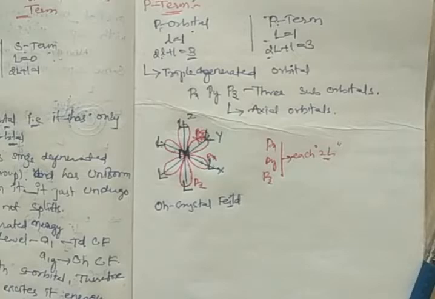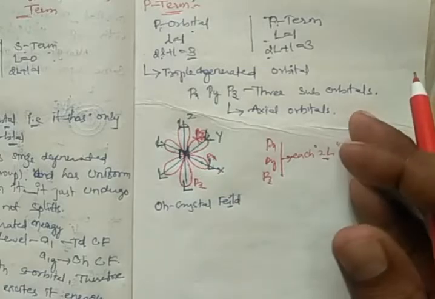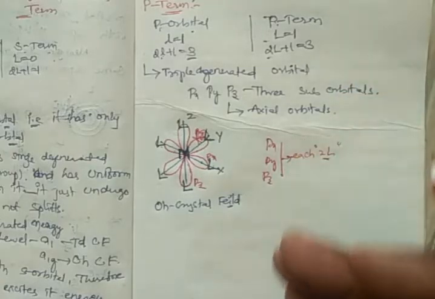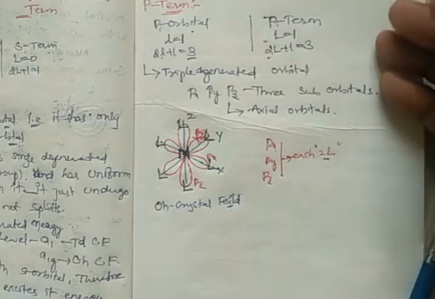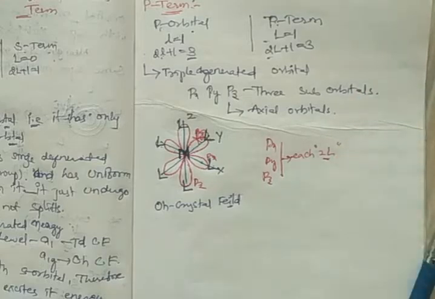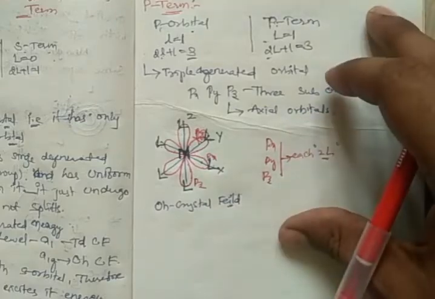If we want to have a splitting pattern, the excitation has to be different, right? Some orbitals should have more excitation, some less, or some should have excitation and some should not have any excitation. Only in this case will the splitting take place, right?